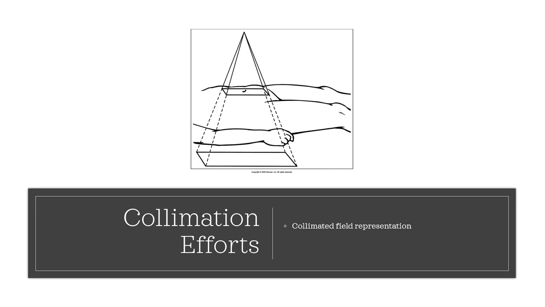Collimation efforts, collimated field representation. Collimator light field on the patient versus the actual coverage of the IR. When the collimation is set to a predetermined 14 by 17 over the torso, the light on the torso does not represent a true length and width of the field size due to beam divergence. The thicker the patient, the smaller the field size will appear on the torso's surface.